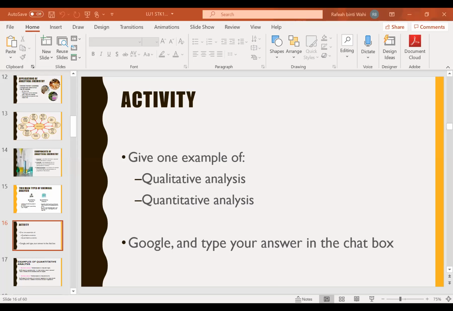All right, more or less you know that. Qualitative analysis is about what analyte is present in your sample, and quantitative analysis is about how much, the concentration or the value of each analyte in your sample.